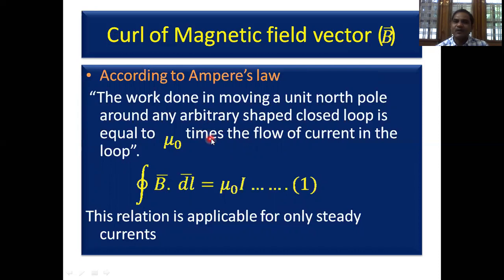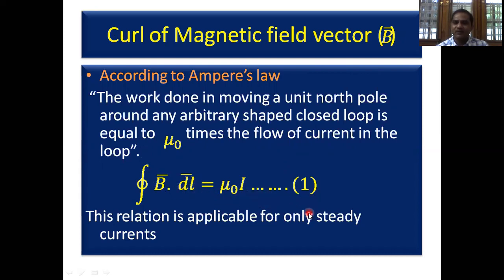So this is the statement of Ampere's law. We express it mathematically as closed integral B bar dot dl bar is equal to mu naught into I. When you consider a straight conductor, around that you imagine any arbitrary shaped closed curve. The work done in moving a unit north pole along the boundary of that closed curve is equal to mu naught times the current enclosed by that closed loop. We express it as closed integral B bar dot dl bar equal to mu naught into I.